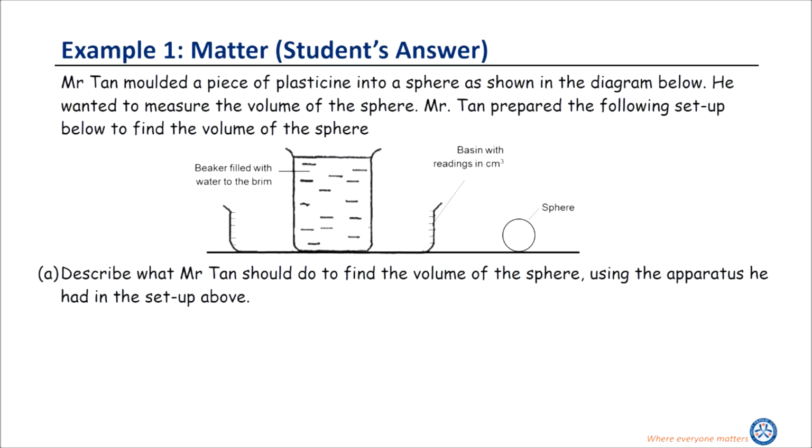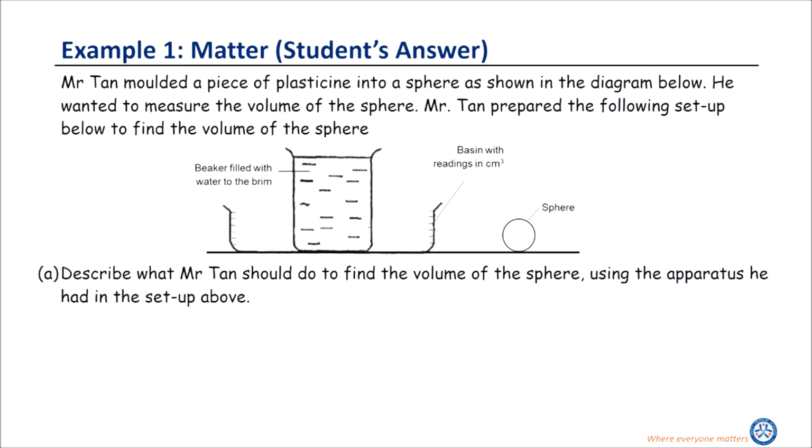Let's start with example 1. The topic is matter. Mr. Tan molded a piece of plasticine into a sphere as shown in the diagram below. He wanted to measure the volume of the sphere. Mr. Tan prepared the following setup below to show the volume of the sphere.